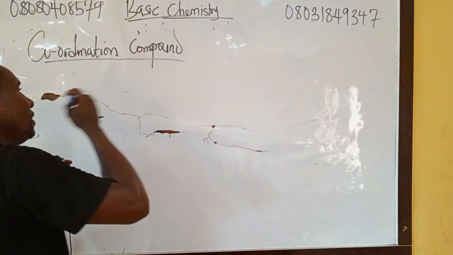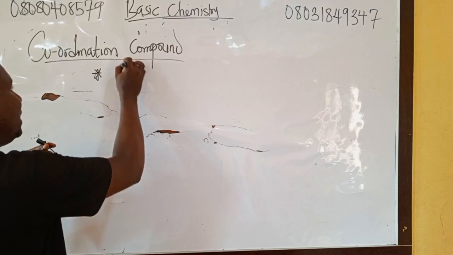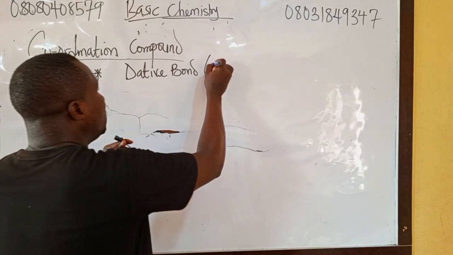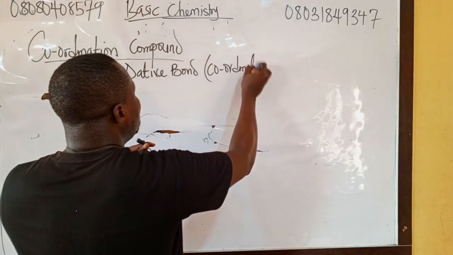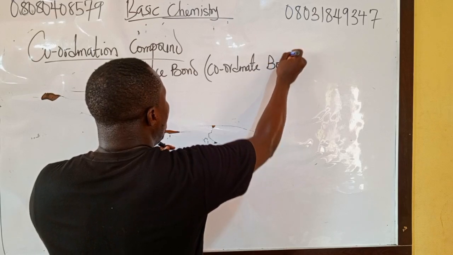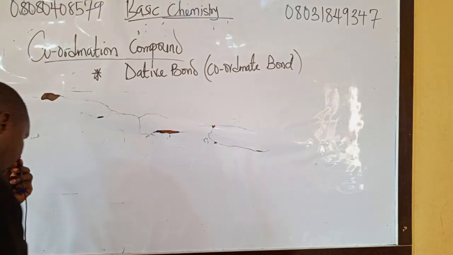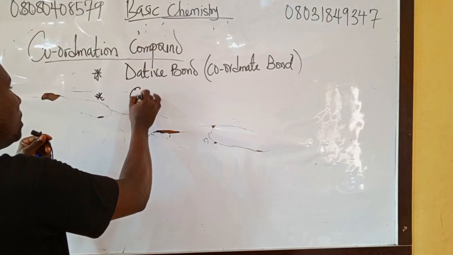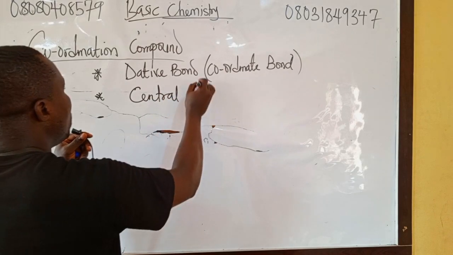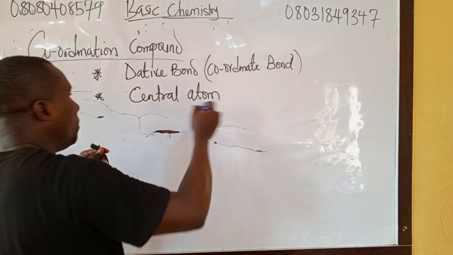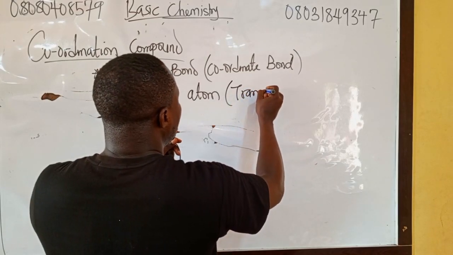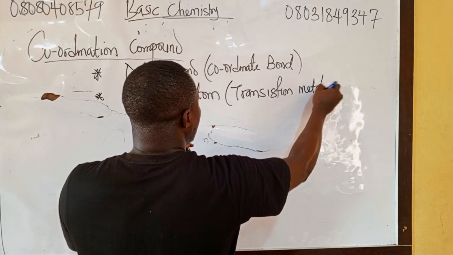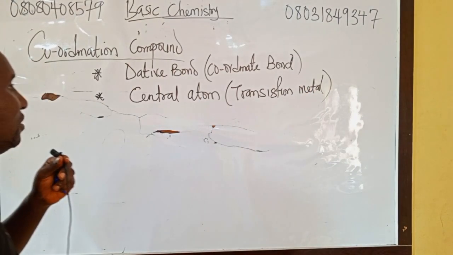Coordination compound. Take note, the first thing, it exhibits what? Dative bond, or coordinate bond. And in this compound, you have a central atom, which are what? Transition metals.